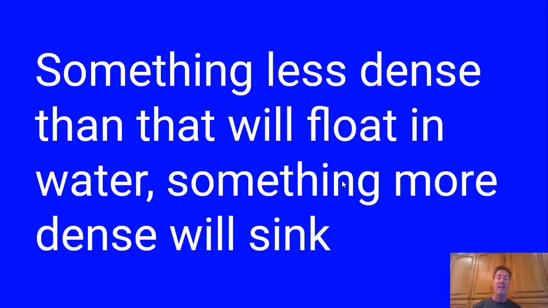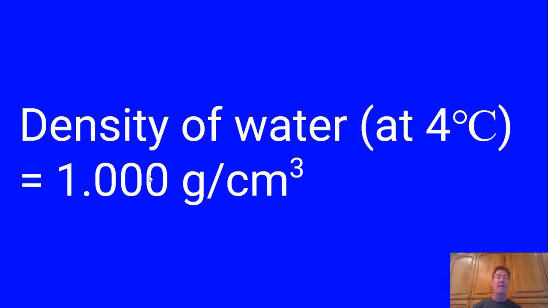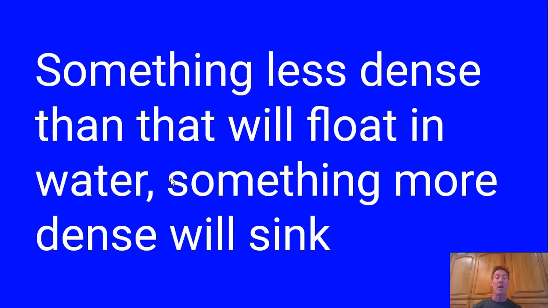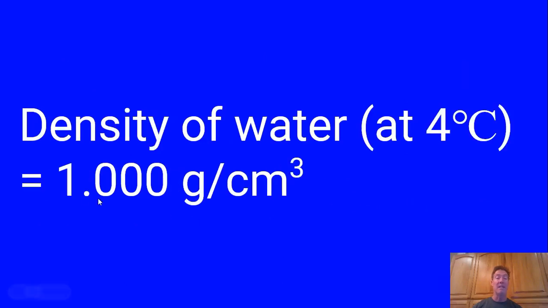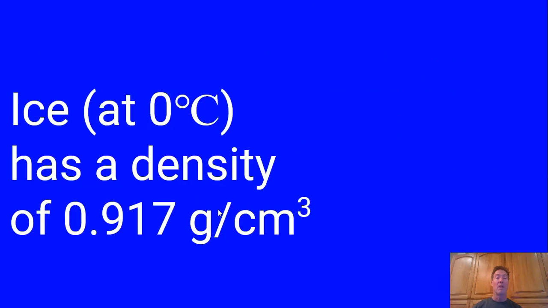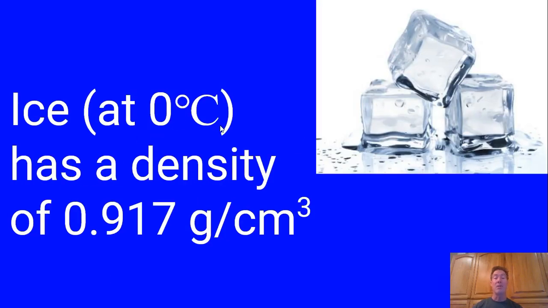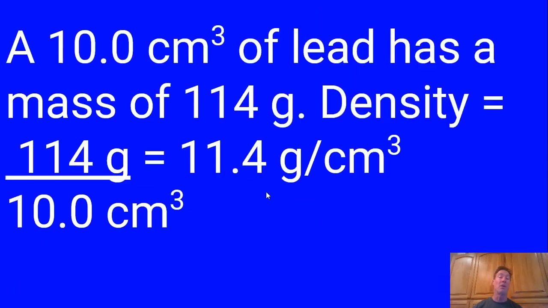Something less dense than that, something that is only, say, 0.95 grams, is going to float in water. Something more dense than that, say 1.1 grams, it's going to sink. So ice at 0 degrees has a density of 0.917, which is slightly less than 1, which is the density of water. Therefore, something that's less dense than water will be pushed up by the water. It will float.